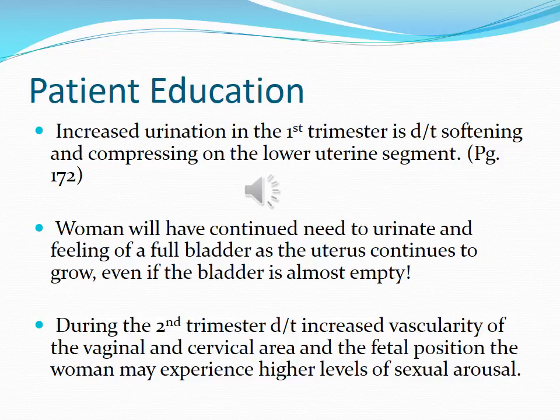Some nursing patient education that we would provide. The patient will have increased urination in the first trimester, and this is due to softening and compressing on the lower uterine segment. The woman will have continued need to urinate and a feeling of a full bladder as the uterus continues to grow, and even if the bladder is almost empty, she will feel the need to urinate. During the second trimester, due to increased vascularity of the vaginal and cervical area and the fetal position, the woman may experience higher levels of sexual arousal. This information is found in your text on page 172.